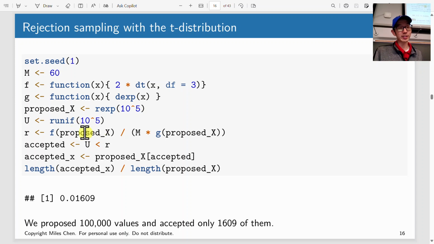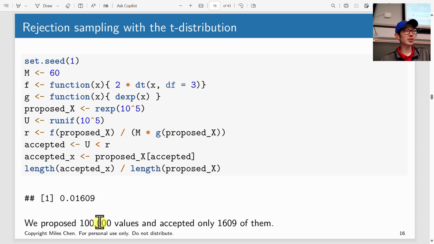We calculate our acceptance ratio, f divided by m times g. We will accept a value if that random uniform value is less than my acceptance ratio. We get true or false logical values. And then when I subset my accepted values, I've only accepted 1,609 values, even though I proposed 100,000 values.